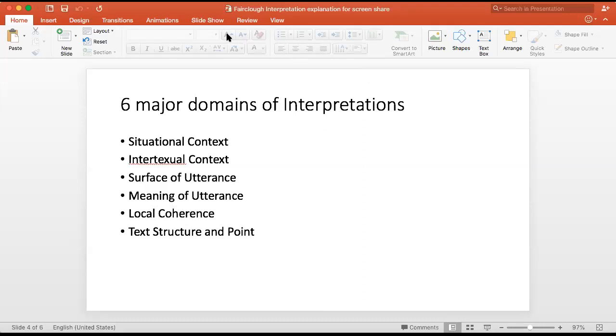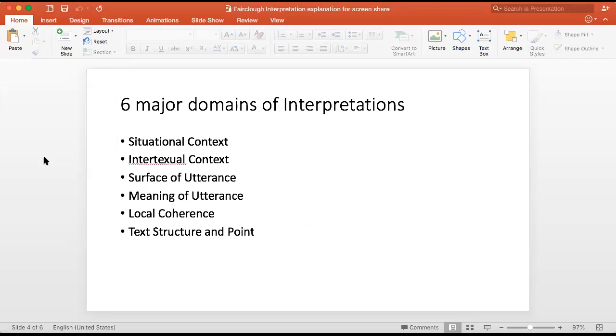Okay. Now coming to Fairclough, he has actually simplified interpretation by dividing it into 6 stages. Okay. Number one is the situational context. Now, in the situational context, you talk about what's going on, who's involved, what is the relationship between the participants, and what is the role of language. Okay, what kind of language is being used among the participants in the discourse.